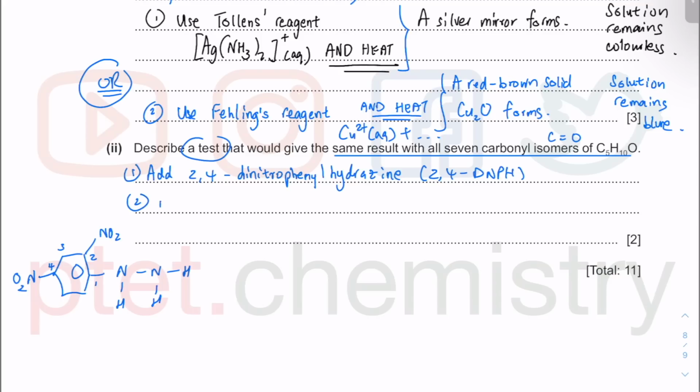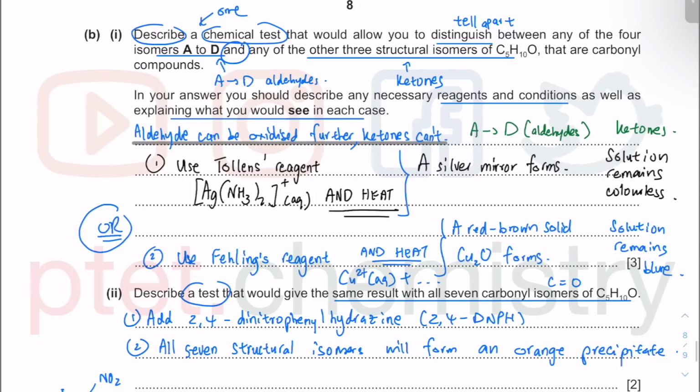Now the observation is that all 7 structural isomers will give an orange precipitate. Oh, hang on, you cannot write PPT in a theory paper because you're not in a practical paper. You can say form orange crystals or orange precipitate. That is going to be positive because you have the C=O in aldehydes and ketones, and you can only tell them apart if you use Tollens' or Fehling's. They are very specific to the oxidation of aldehyde, which ketones cannot be oxidized further.